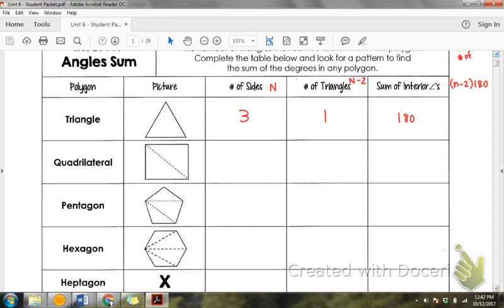Okay, so we have n minus 2 times 180 as the number of triangles inside.